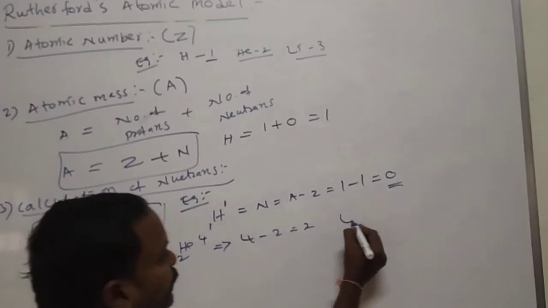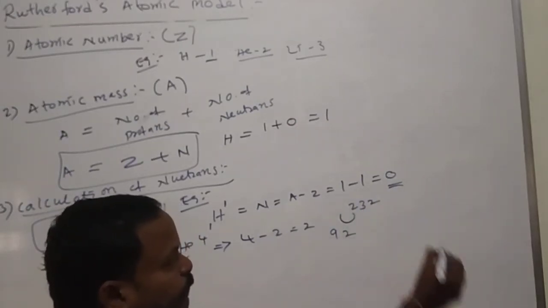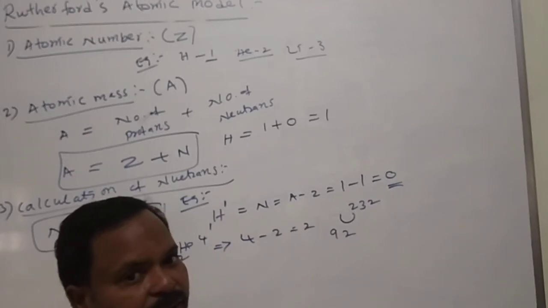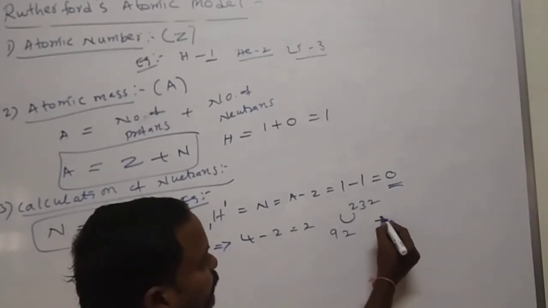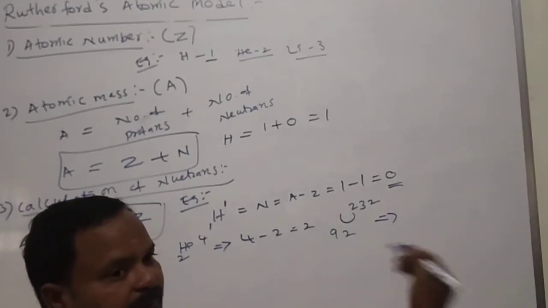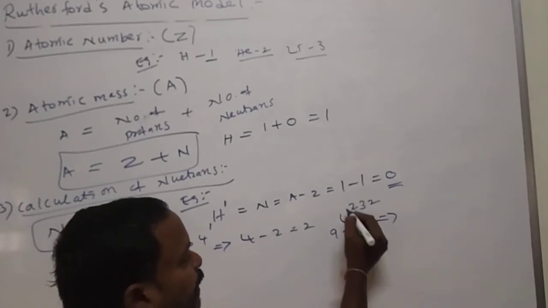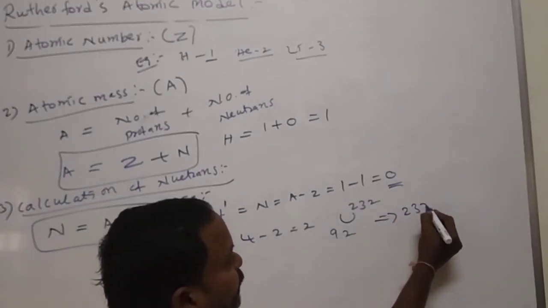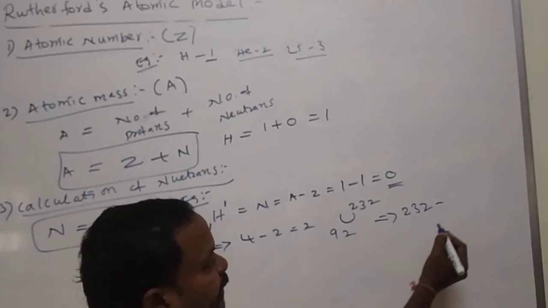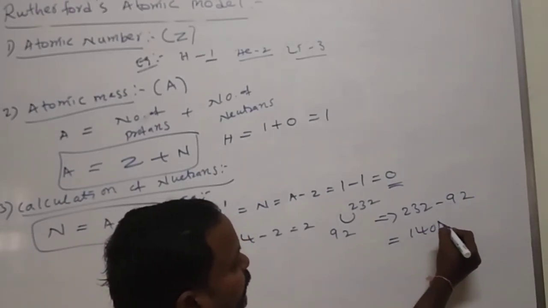Suppose for example uranium 92, 232. This is the representation of an atom. The atomic mass of uranium is 232, minus the atomic number 92. 232 minus 92 means 140 neutrons.